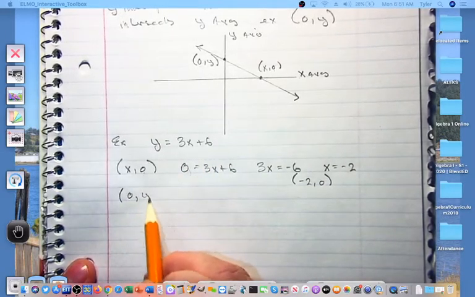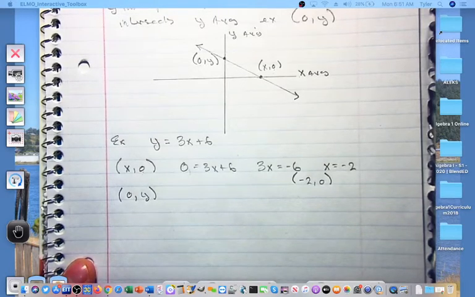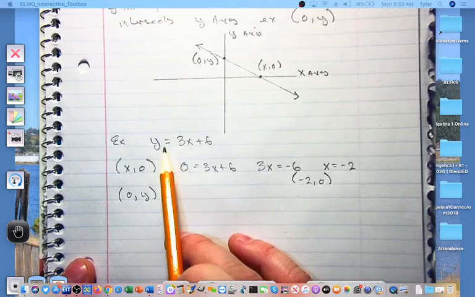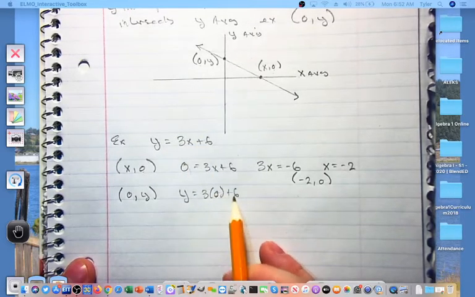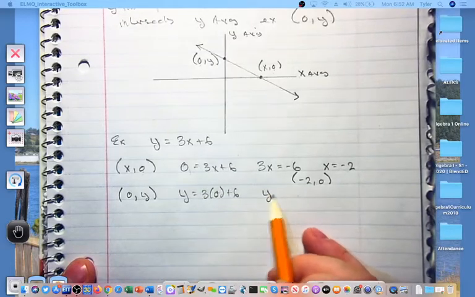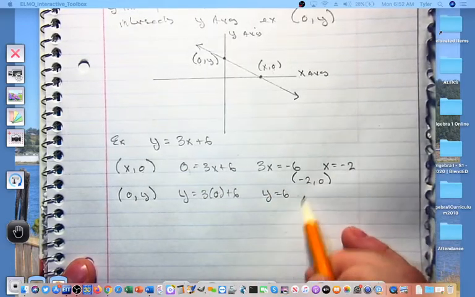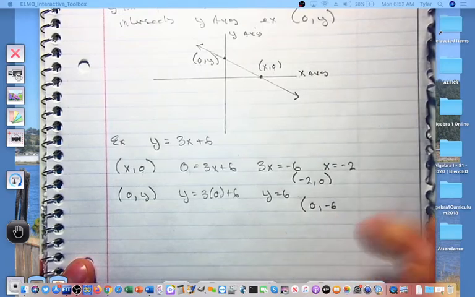So we're going to use the y-intercept facts. Y-intercepts always have a 0 for x. I'm going to substitute a 0 in place of x and then quickly solve this. So go back up to my same equation. Y is equal to 3 times 0 plus 6. That equals y is equal to 6. So my second coordinate is going to be 0, 6.